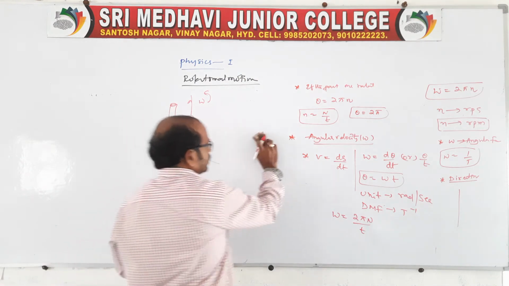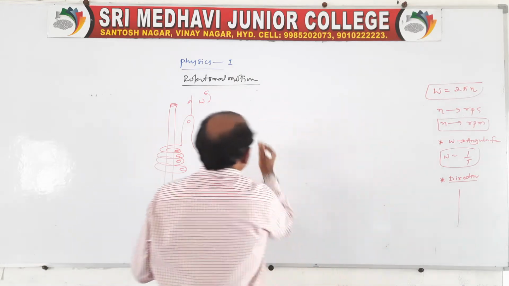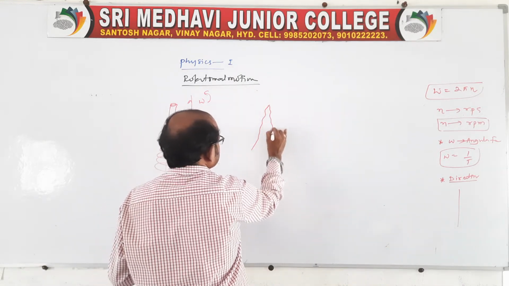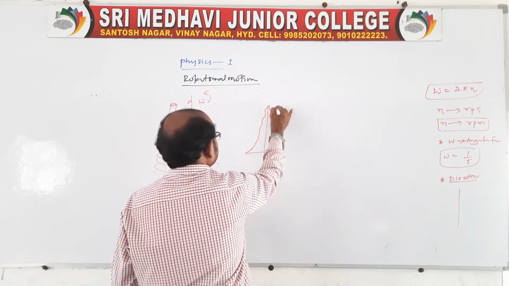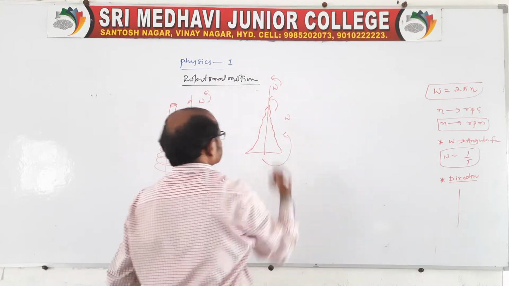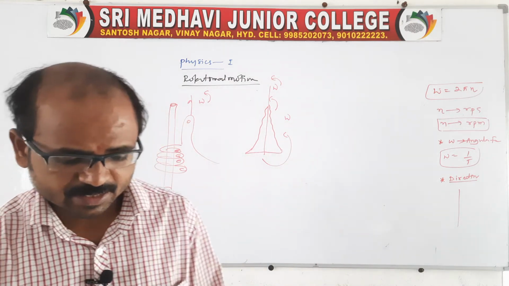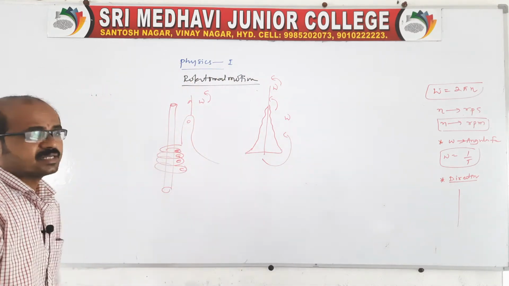Now the right hand screw rule: you take a screw which is to be nailed like this, and its tip or head gives the direction of angular velocity. That's why we call it an axial vector. It's not a vector, it's not a scalar.